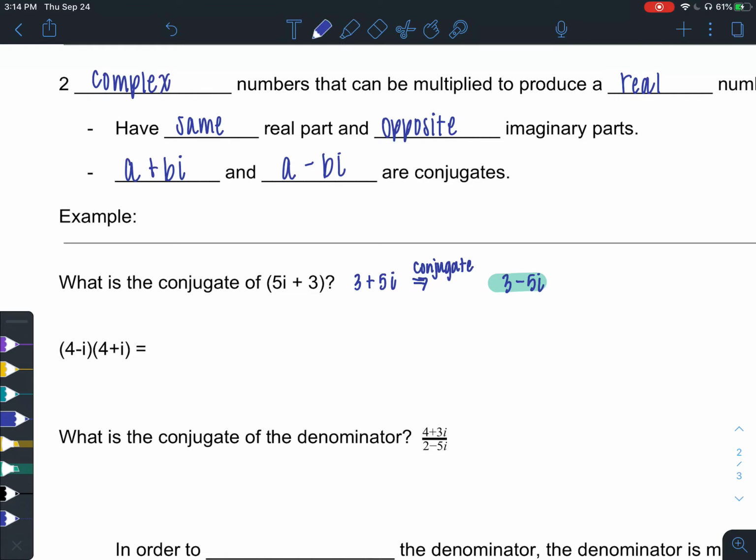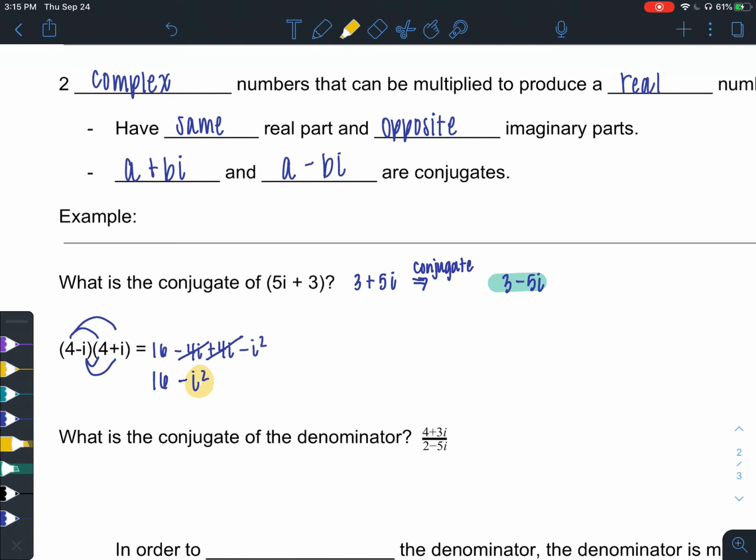All right, the reason why we want to have complex conjugates is illustrated in the next problem here. So let's go ahead and solve it. So 4 times 4 is 16 minus 4i plus 4i minus i squared. So all I did was FOIL this out. All right, what ends up happening is these cancel. We're left with 16 minus i squared.